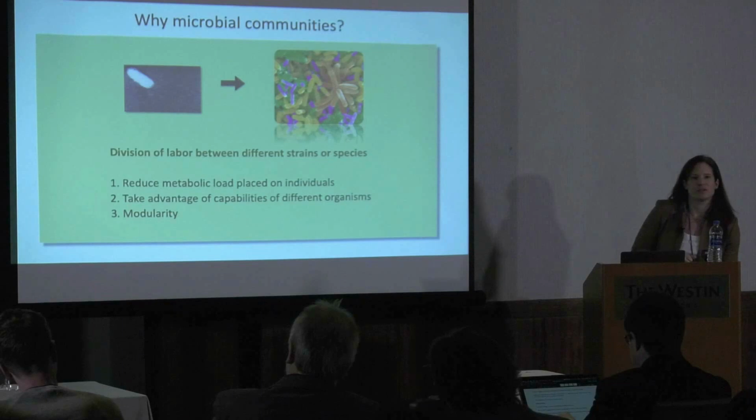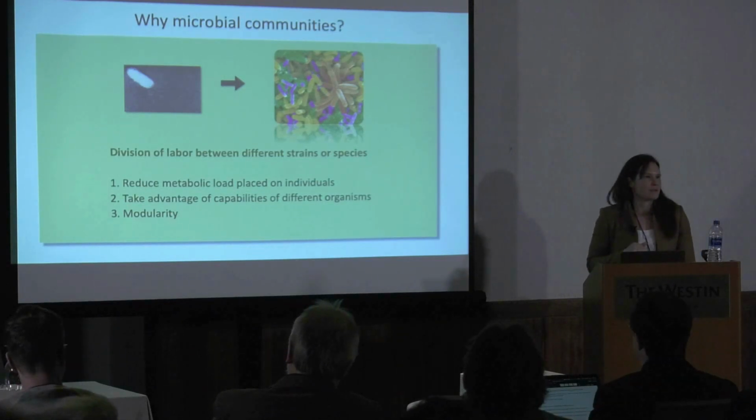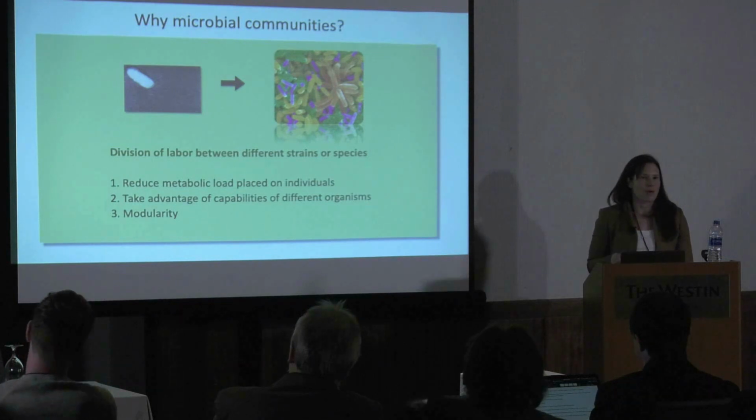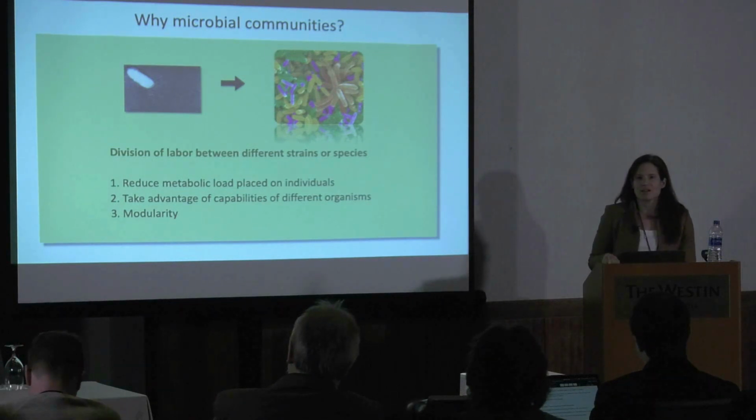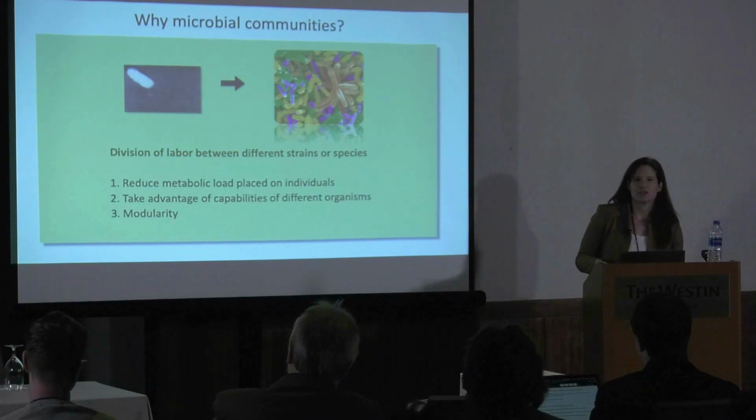Can I take advantage of different capabilities of organisms? So instead of just using my favorite E. coli and manipulating it to do what I want, that actually doesn't work a lot of the times. There are lots of enzymes that don't function in E. coli that we'd like. Can we take advantage of the capabilities of other organisms? And I'll talk a little bit about that.